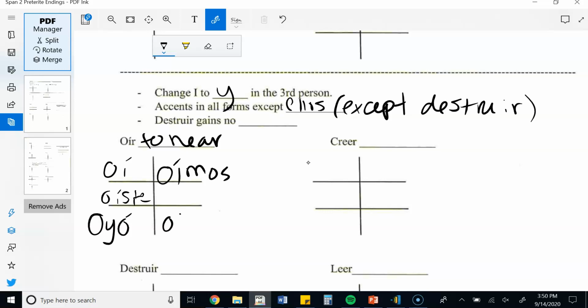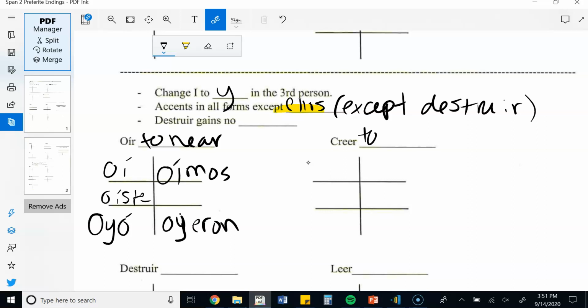Normally, for an IR verb, it would be ieron. Well, now I have oieron. Don't like that. So I'm going to change the I to Y. Now, do I need an accent there? Nope. Because it's only in the ellos. Excuse me, I don't need it in the ellos. That's the exception. Let's continue with the rest.